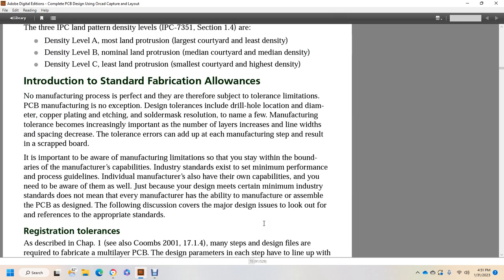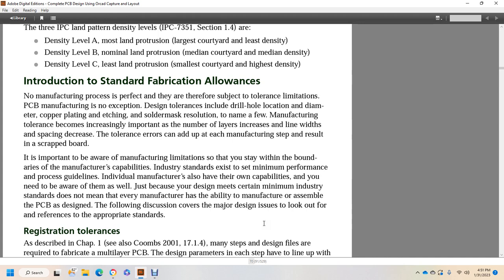No manufacturing process is perfect, therefore it is subject to tolerance limitations. PCB manufacturing is no exception to design tolerances, including drill hole location, dimension and diameter, copper plating, etching, solder mask, and resolution, to name a few. Manufacturing tolerance becomes increasingly important as the number of layers increases and as line width and spacing decrease, since tolerances can add up across each of the manufacturing steps, resulting in a scrapped board.